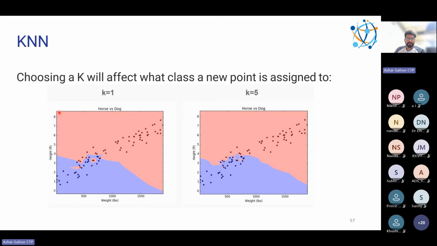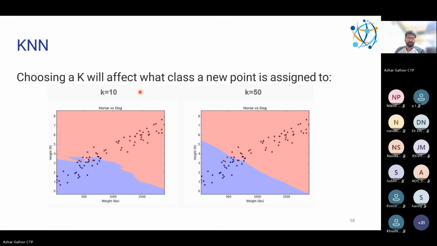So this is another example. If K is equal to 1, how different areas will be classified, and if K is equal to 5, how the decision boundaries will be made. And again, on increasing the K, we can see that decision boundaries are changing, and with a large number of K, we can see a clean decision boundary, but we can see more red points in the blue area.